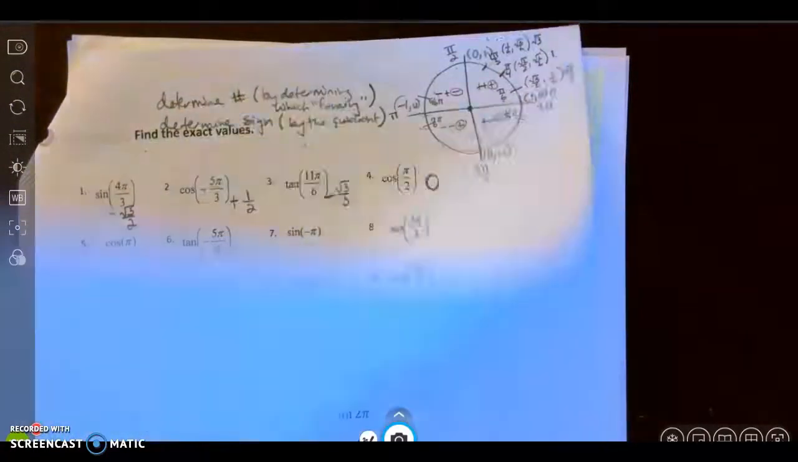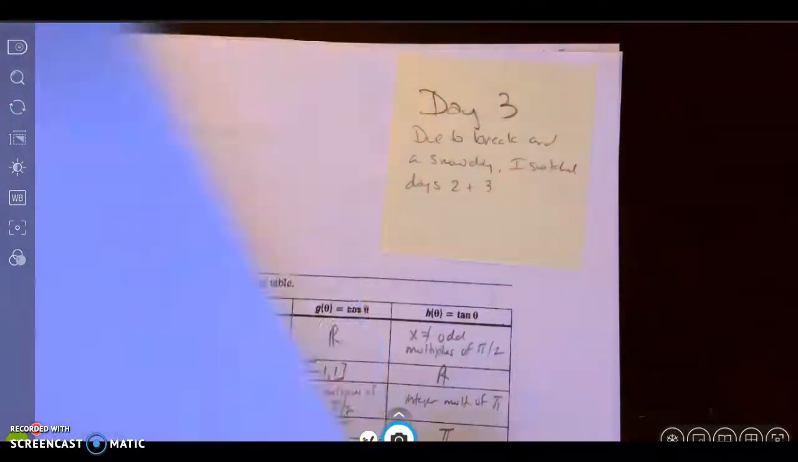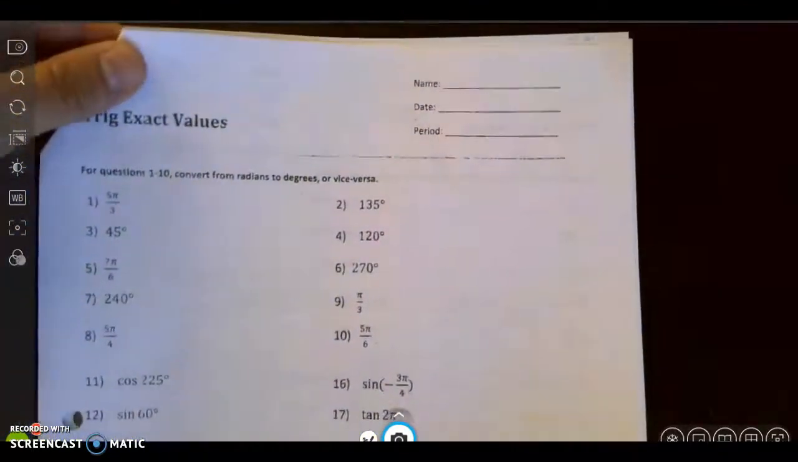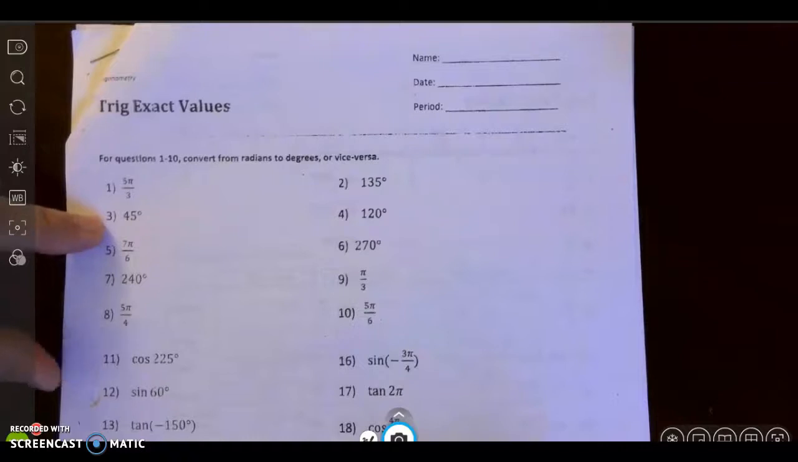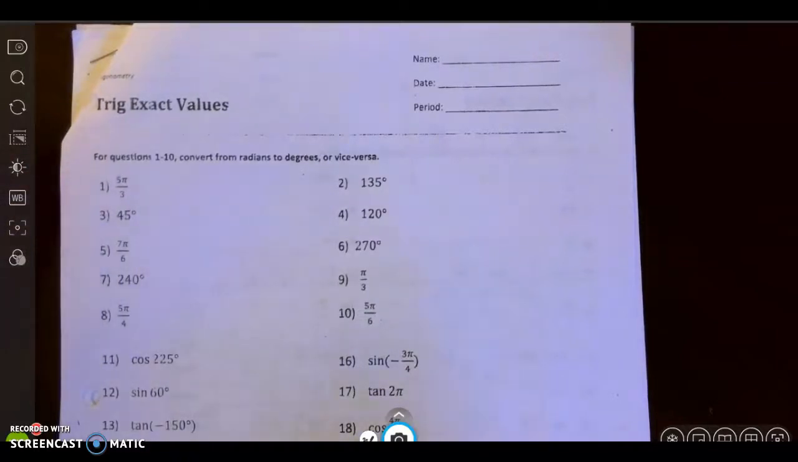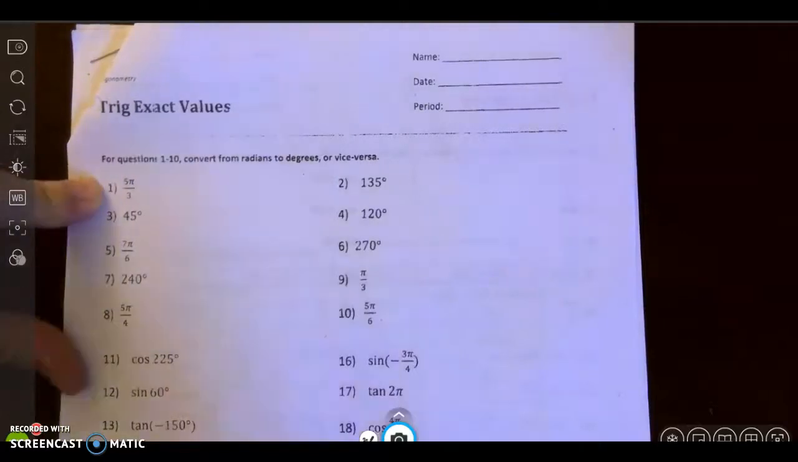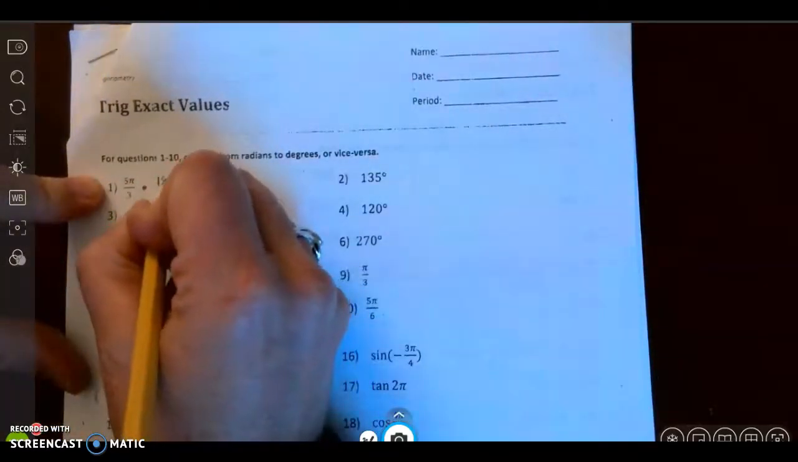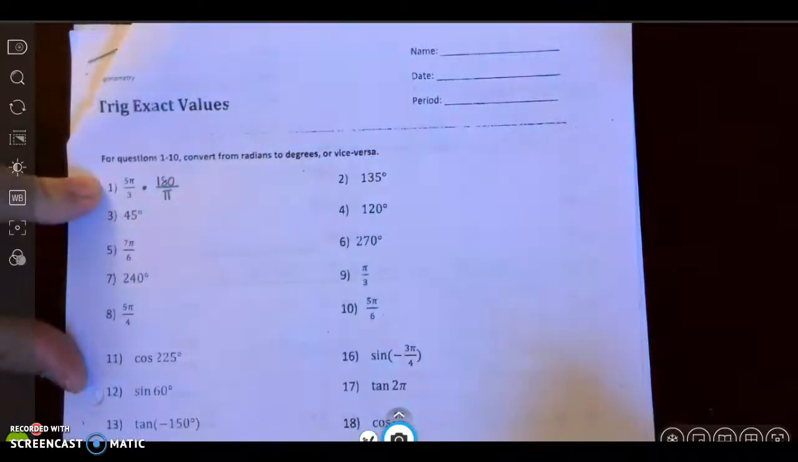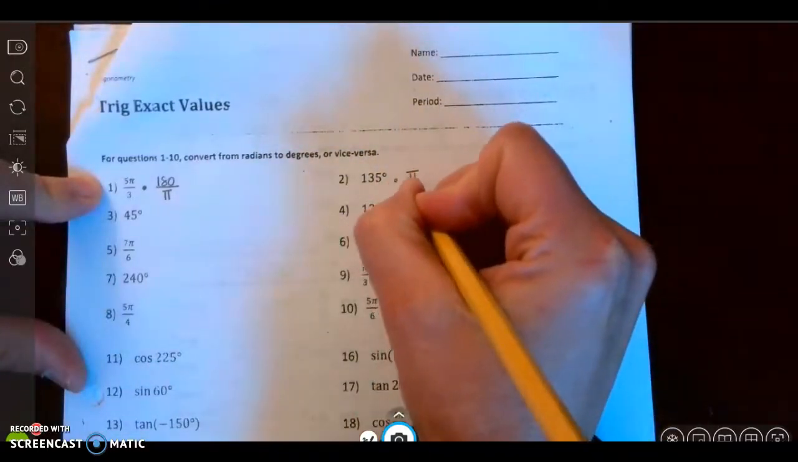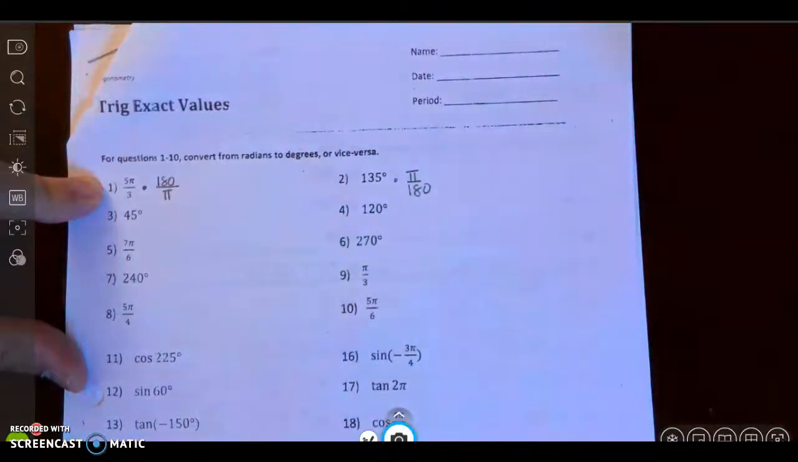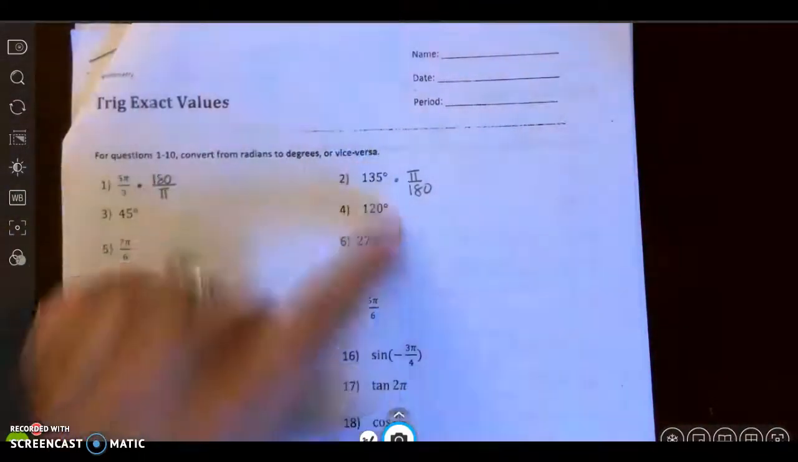Then you're going to go on and you're going to practice all of these. This is just lots and lots of practice. For 1 through 10, you're just practicing knowing the degrees and the radians. Again, you can look at your unit circle, but if you could do these conversions, remembering that going from radians to degrees, we multiply by 180 over pi, and then we simplify. And when we're going from degrees to radians, we multiply by pi over 180. So you're either going to be multiplying by 180 over pi or pi over 180.